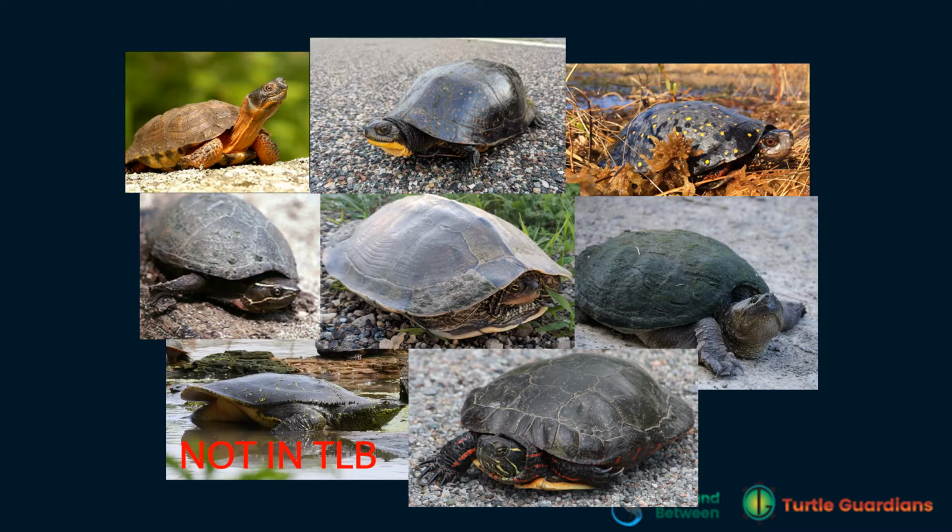So here is a quick snapshot of the 8 Ontario turtles. We have the wood turtle, Blanding's turtle, spotted turtle, eastern musk turtle, also known as a stinkpot turtle, the northern map turtle, the common snapping turtle, the spiny softshell, which is the one that is not found in the land between, and the painted turtle. And it is the midland painted turtle, the subspecies of the painted turtle, that we have here in the land between.